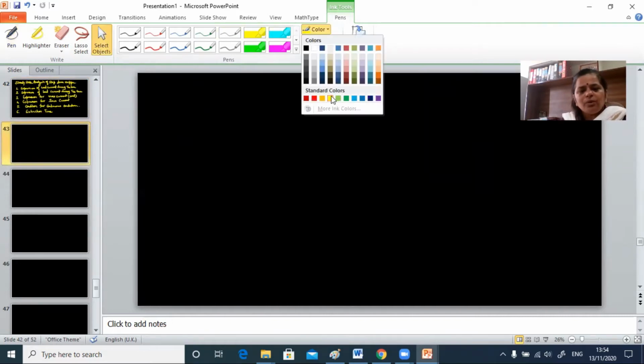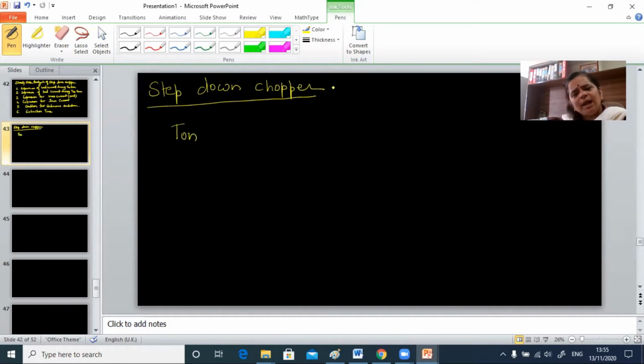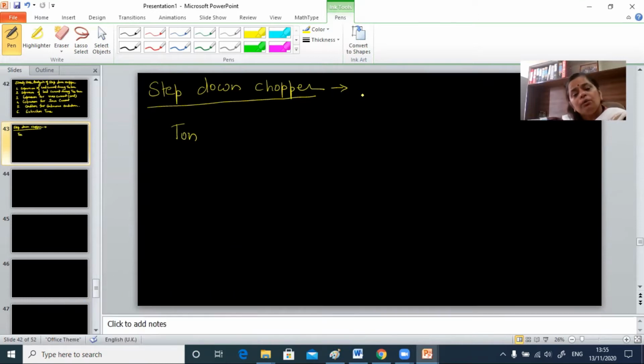Number one, we are going to calculate the expression of load current during on time. So if you see the operation of a step down chopper, if I draw the equivalent circuit during on time, as the name indicates, a step down chopper is a chopper in which our output voltage is less than the input voltage. So that's a very basic thing.